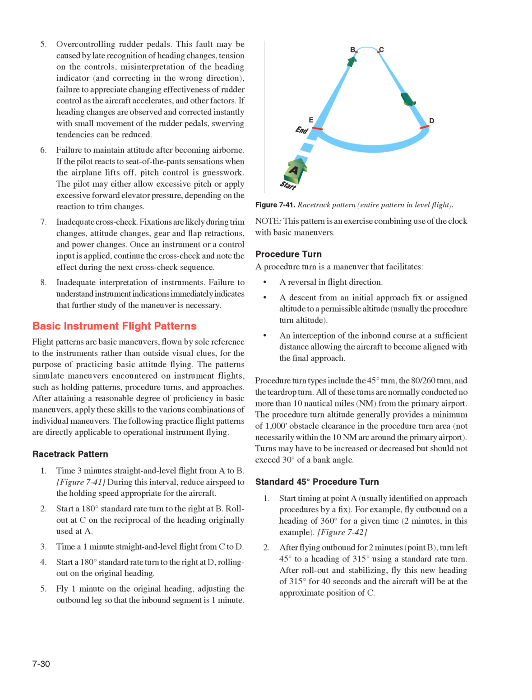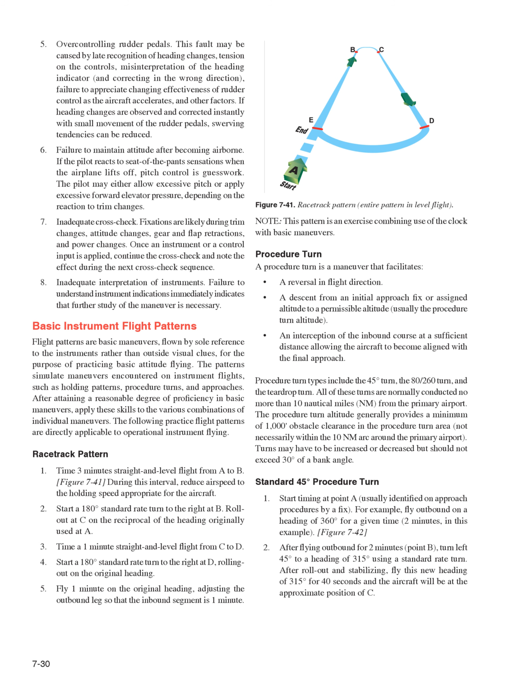Racetrack Pattern. 1. Time 3 minutes straight and level flight from A to B, Figure 7-41. During this interval, reduce airspeed to the holding speed appropriate for the aircraft. 2. Start a 180 degree standard rate turn to the right at B, roll out at C on the reciprocal of the heading originally used at A. 3. Time 1 minute straight and level flight from C to D. 4. Start a 180 degree standard rate turn to the right at D, rolling out on the original heading. 5. Fly 1 minute on the original heading, adjusting the outbound leg so that the inbound segment is 1 minute. And start. Figure 7-41. Racetrack pattern, entire pattern straight and level flight.